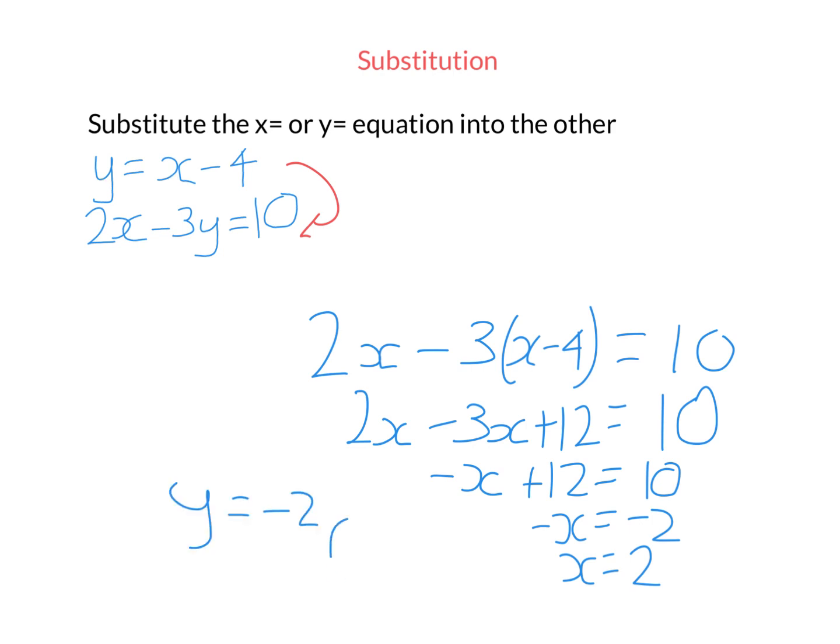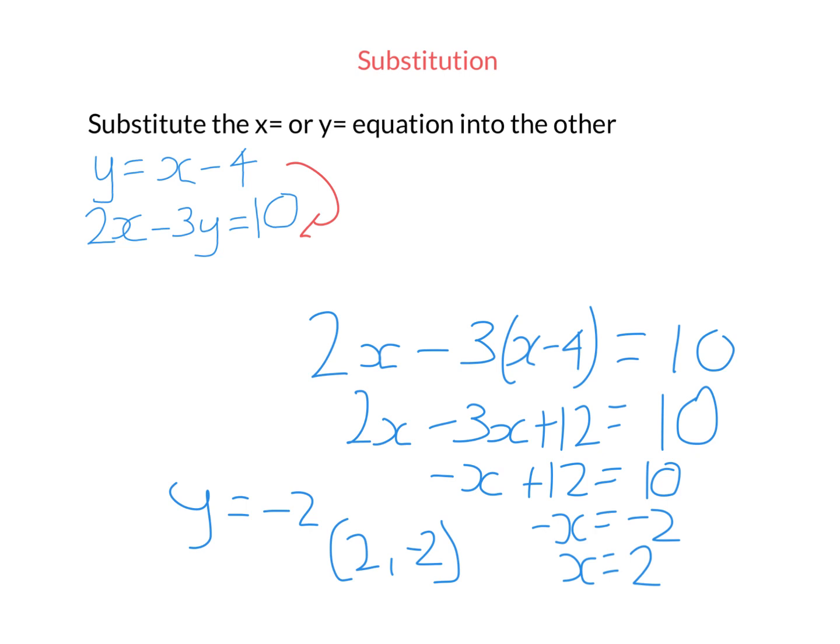And we usually write our solution as a point. X first, y second. So the solution is 2, negative 2, because if I substitute x for 2, y for negative 2 into both of these equations, it solves both equations at the same time. If I were to graph this line and graph this line, they would intersect at 2, negative 2.